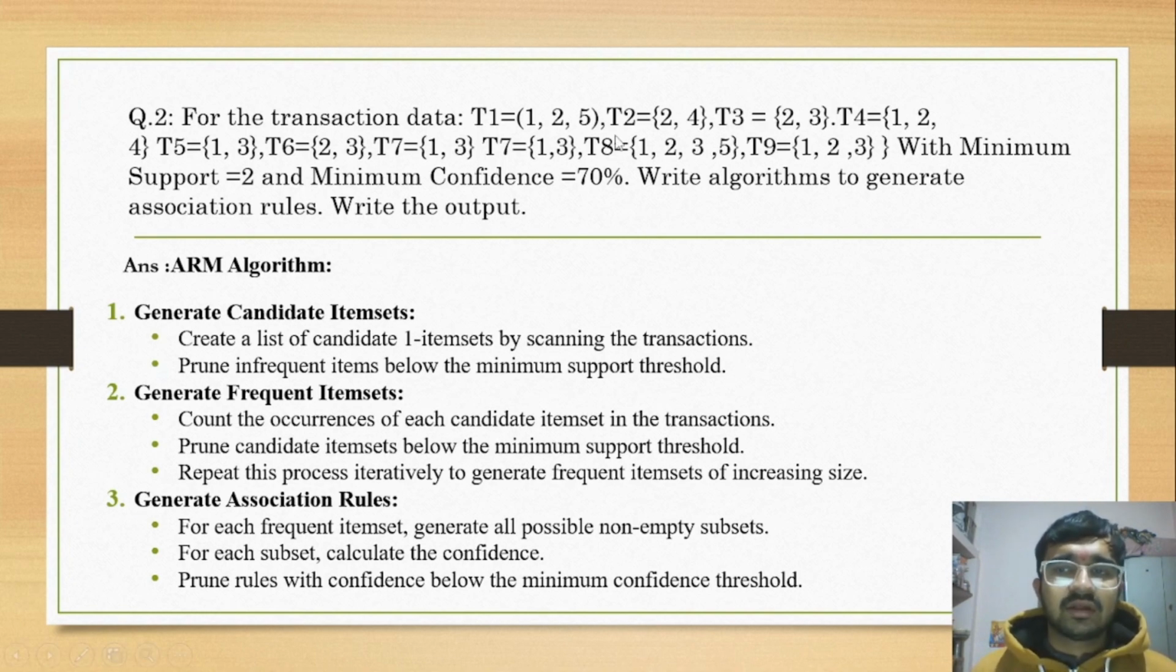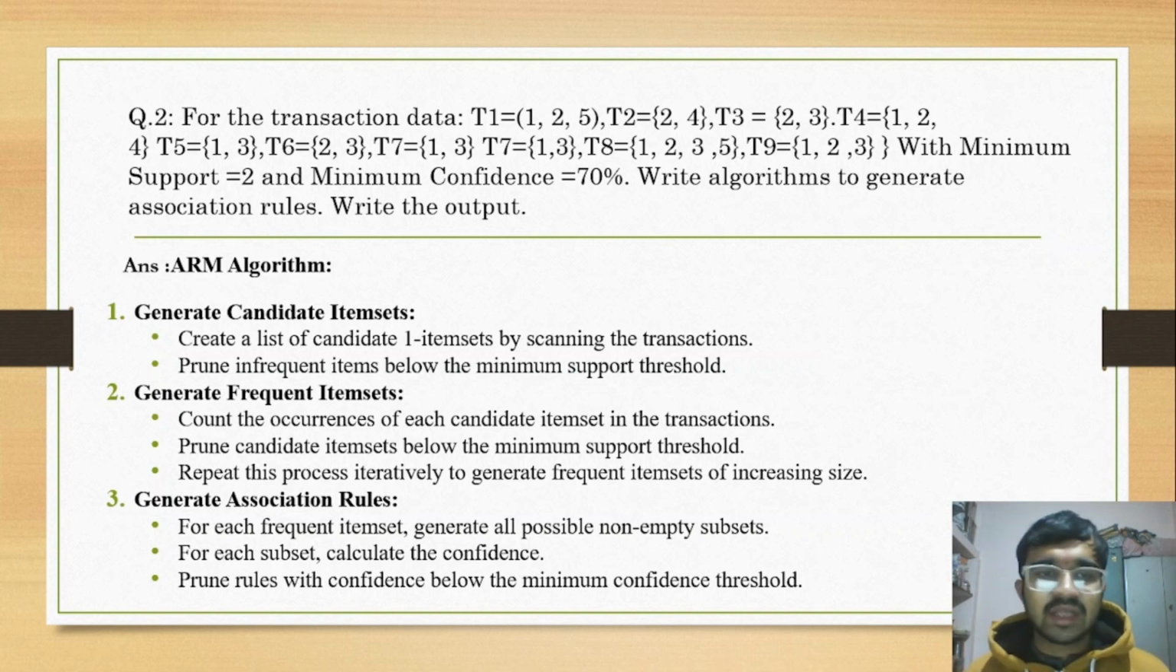we have to generate the association rules. For the transaction data we have been given, that is T1 up to T9, we have to find association rules with minimum support 2 and minimum confidence equal to 70%. So for this our algorithm will be like this.